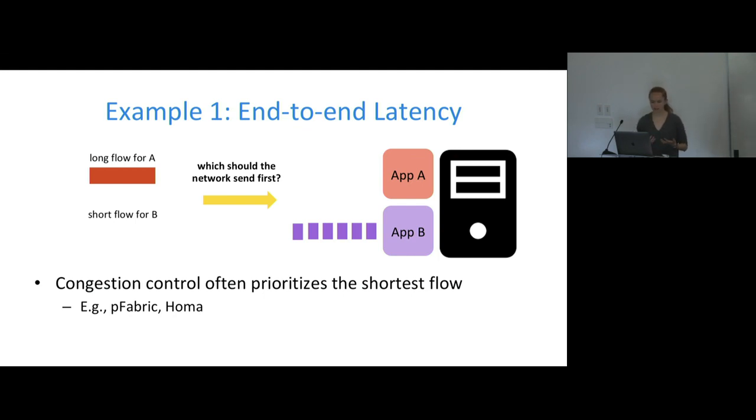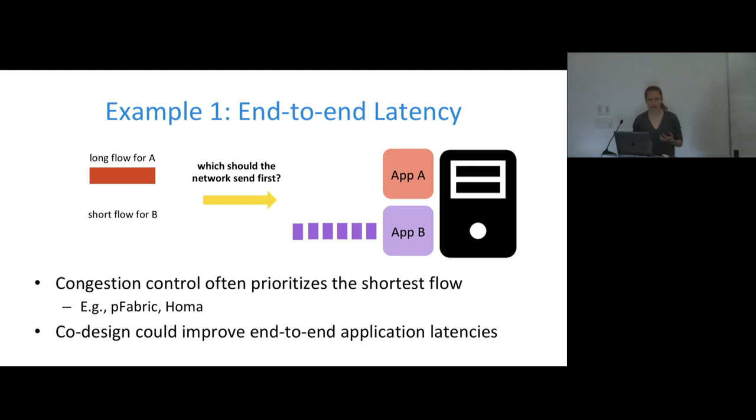In this case, this may not have been the optimal decision. If the network had sent the flow for A first, A's latency would have been improved, and B's latency may not have been impacted at all. So this example illustrates that if our congestion control protocol had knowledge of which applications could handle work sooner, it might be able to improve end-to-end application latencies.